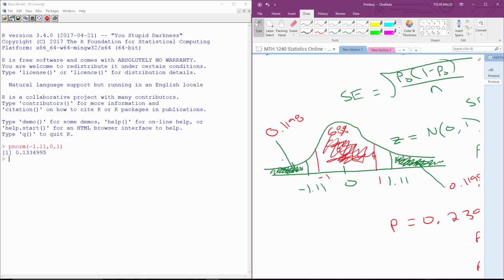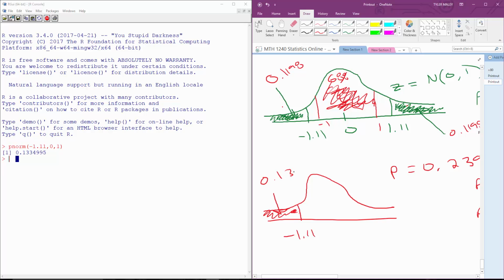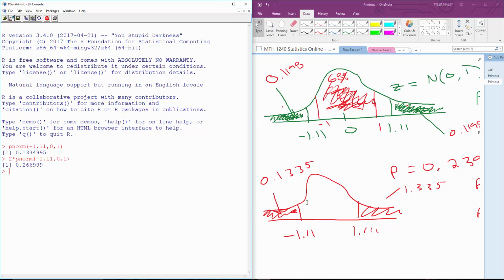So I can pull up how to do this in a table also, right? But to finish this off, just so this makes sense, when I plug this into R, it's telling me the area to the left always. So for negative 1.11, R is saying roughly 0.1335. But we need both sides. I need this side too, of 1.11. So this area would also be roughly 0.1335. So what I need to do is take 2 times pnorm of negative 1.11, comma 0, comma 1. And that would give me the complete p-value for the two-sided test. So remember, to do a two-sided test, we have to double.